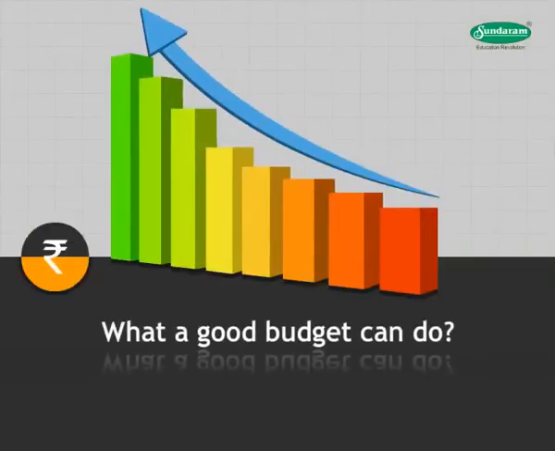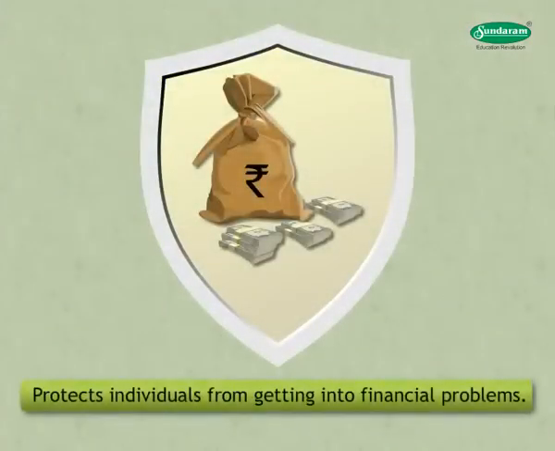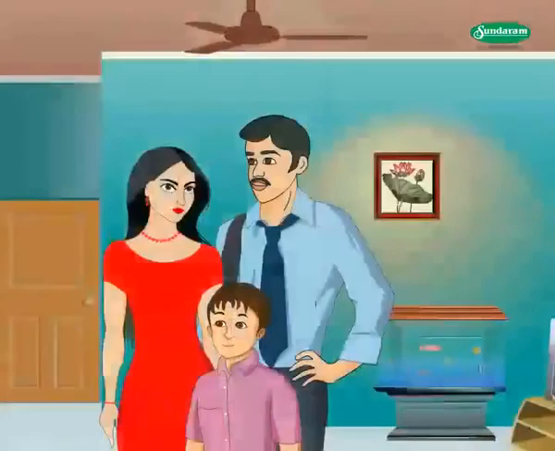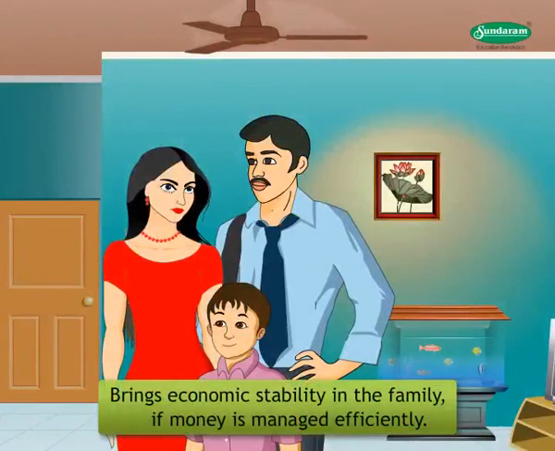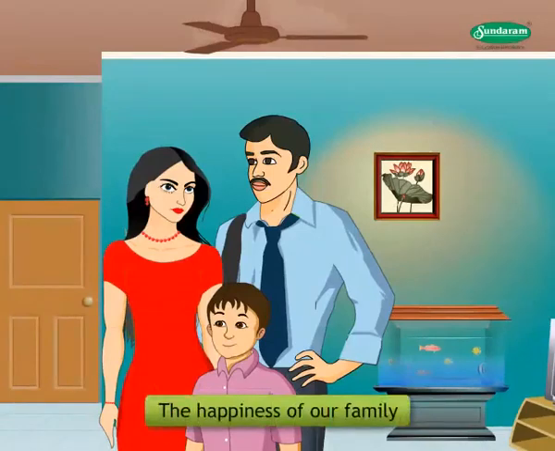What can a good budget do? 1. Protects individuals from getting into financial problems. 2. Brings economic stability in the family if money is managed efficiently. Budgeting is the basic step of financial planning for the happiness of our family.